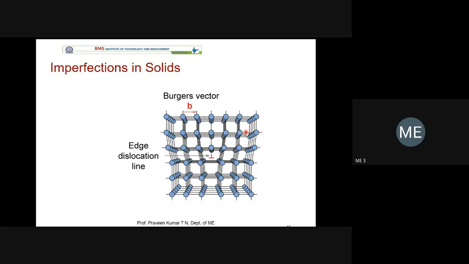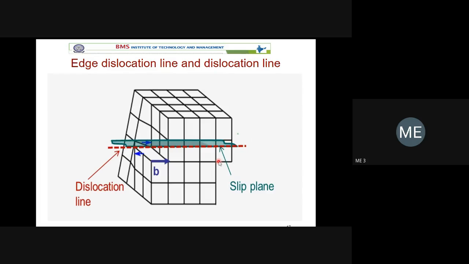Suppose there is one extra plane of atoms here. You can see, this is one extra plane of atoms. So this distance is not 1 centimeter. You have to remember, this distance is not 1 centimeter. That distance is one atomic diameter. It may be 1 angstrom or 2 angstrom. You can imagine it is 1 angstrom or 2 angstrom.